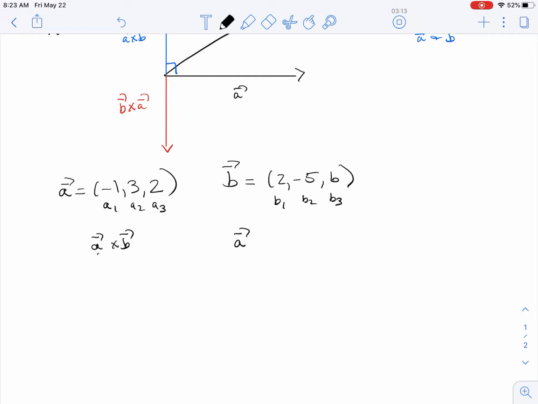You've got your vector A table. The first entry is A2, the second one is A3, the third one is A1, and the fourth one is A2. And then vector B, same thing, but with the B components: B2, B3, B1, and then B2.